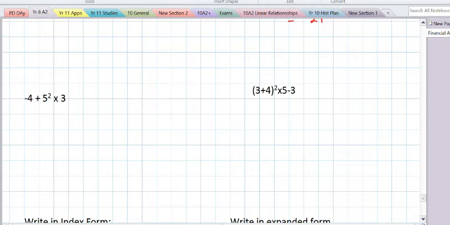Alright. So first we do the 5 squared. So it becomes minus 4 plus 25 times 3. Sorry, I was jumping to the answer. Thank you, Chloe. It's not 25. Oh, yes it is. Yes. 5 times 5. 5 times 5 is 25.